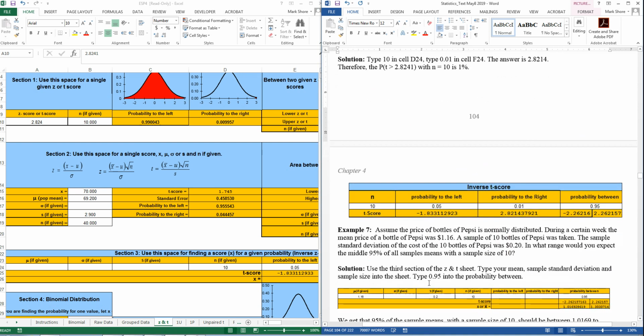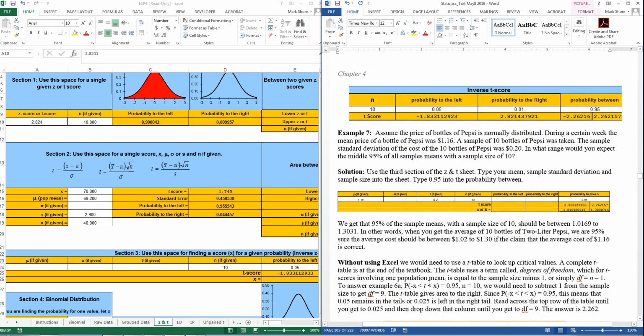And a more in-depth problem, where you're given means and standard deviations, is right here with example 7. This one says assume the price of bottles of Pepsi is normally distributed. During a certain week, the mean price of the bottles was $1.16. A sample of 10 bottles of Pepsi was taken. Notice it says the sample standard deviation of the 10 bottles was 0.2. At what range would you expect the middle 95%? So this is an inverse T problem.